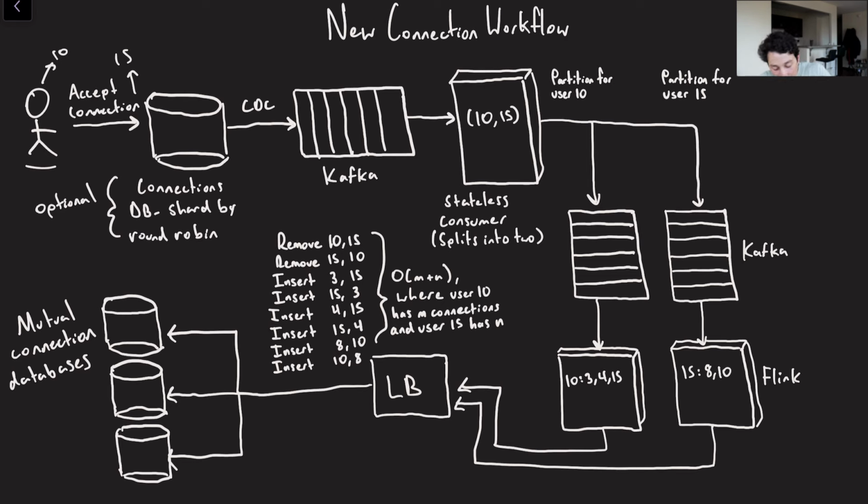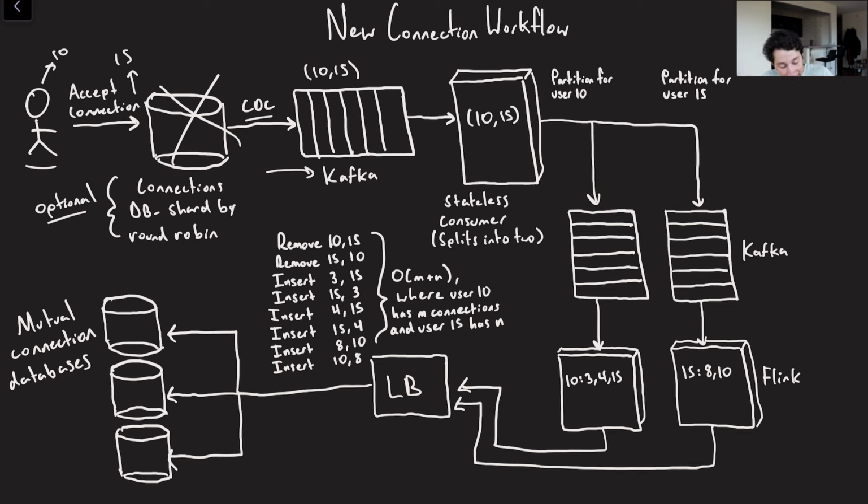Now this piece over here, this first piece is optional, but you could have some sort of connections ledger database just to perform change data capture on, or you could cancel that out and just throw it right in Kafka, which is ultimately what I'm going to do at the end. But the point is, we're putting the entry 10, 15 in Kafka, right? We've got some new connection.